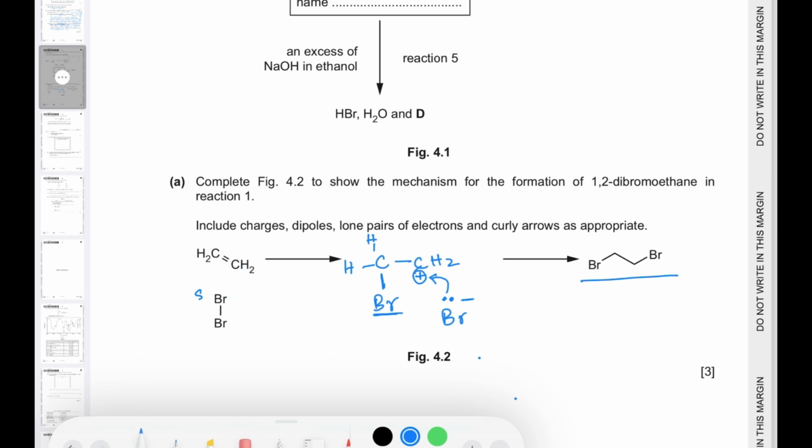For your answer, you need to know the partial positive and partial negative charge, as well as curly arrows where the head should represent the direction where the electron is moving, and the tail should point at the location where the electron is coming from.